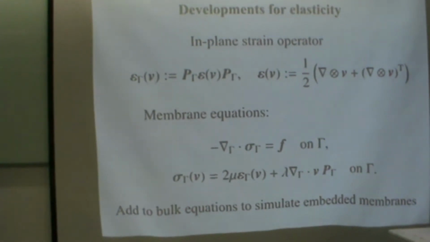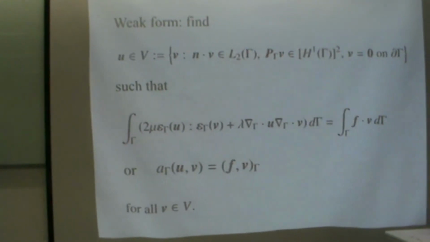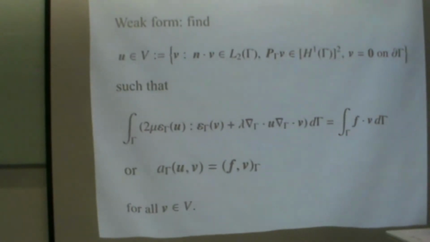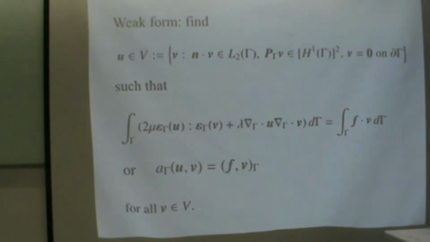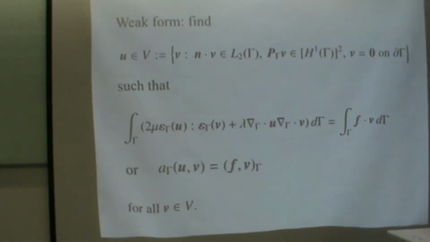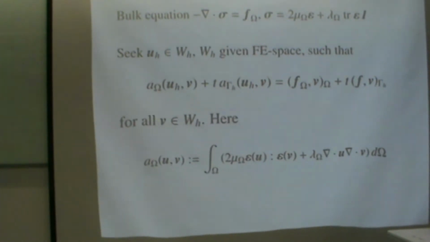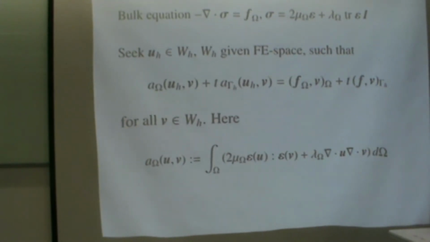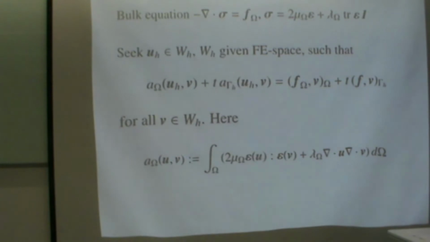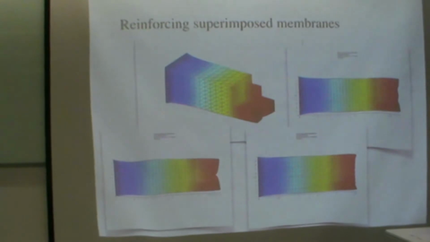And what I want to do is add this to the bulk equations to simulate embedded membranes. If I only have a membrane, then the equations look just like they do in 3 dimensions, only I integrate on the surface and I have surface quantities. If I add the bulk equation, it's the same weak form, only over omega instead, and I have the thickness of the membrane. You could plug it in here if the thickness is varying, and just solve. So you can put in membranes inside an elastic solid to strengthen it.